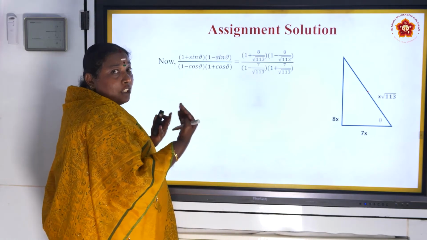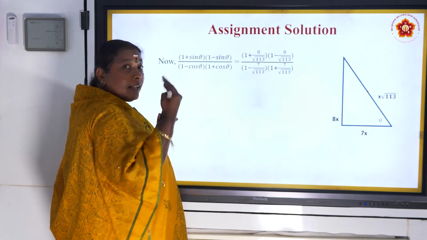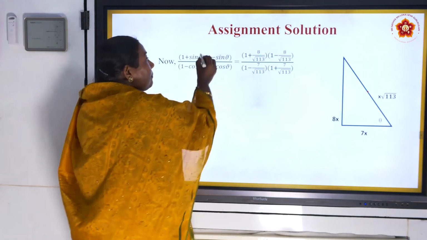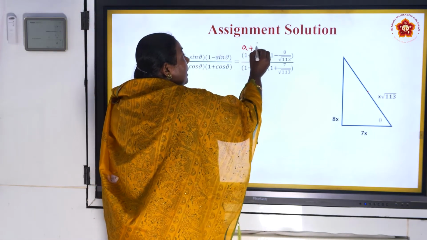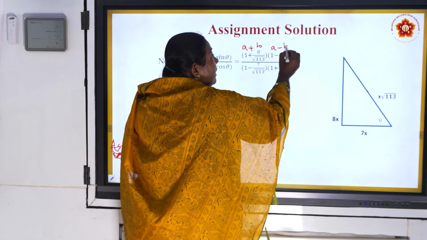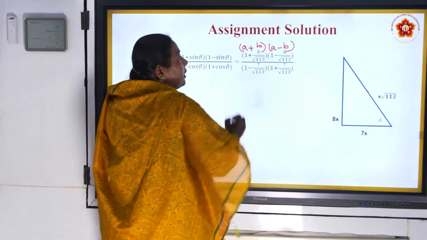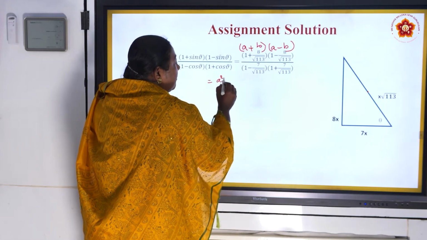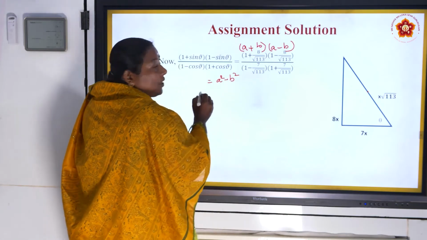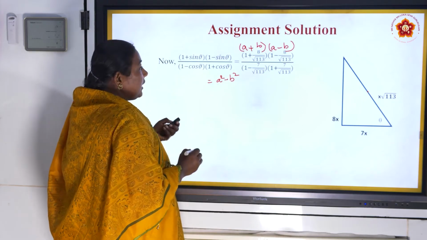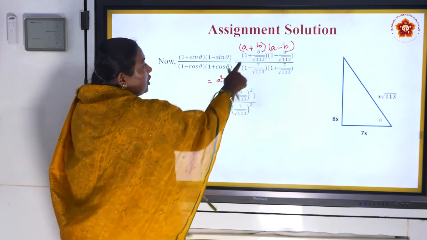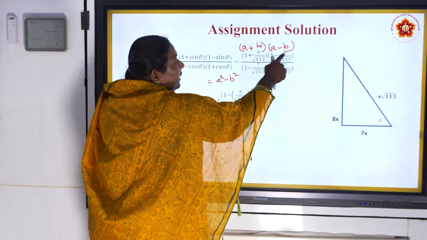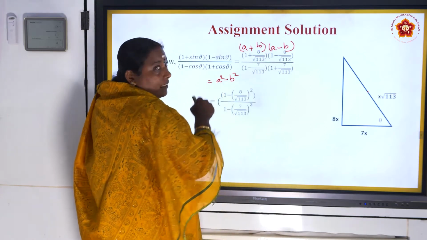Can you see something related to the algebraic identities? A plus b, a minus b. Can you see that? Then what is the formula for that? A square minus b square. Is it right? So that is what we are going to get next. So a plus b, a minus b, I will get a square minus b square.